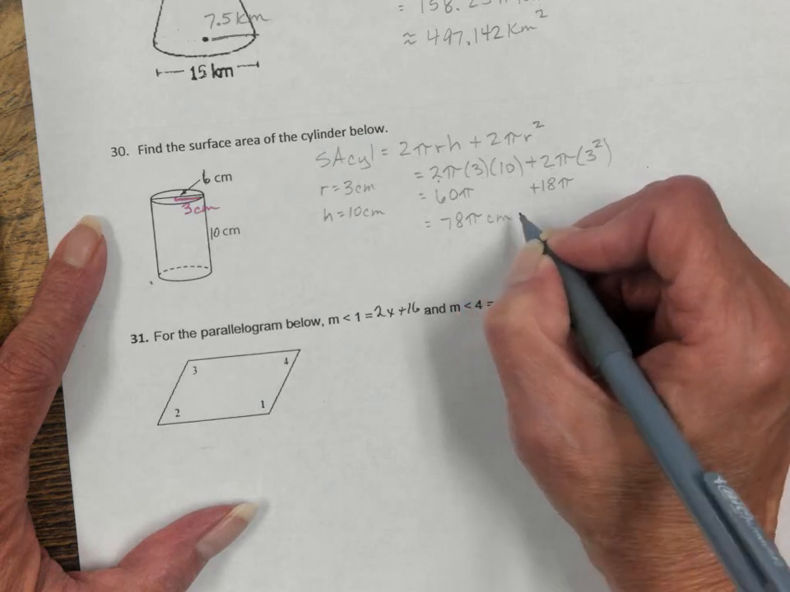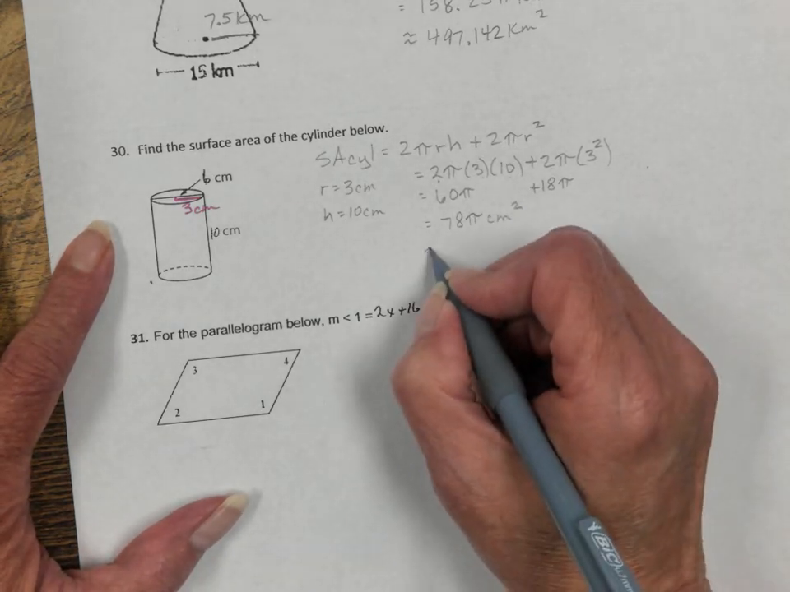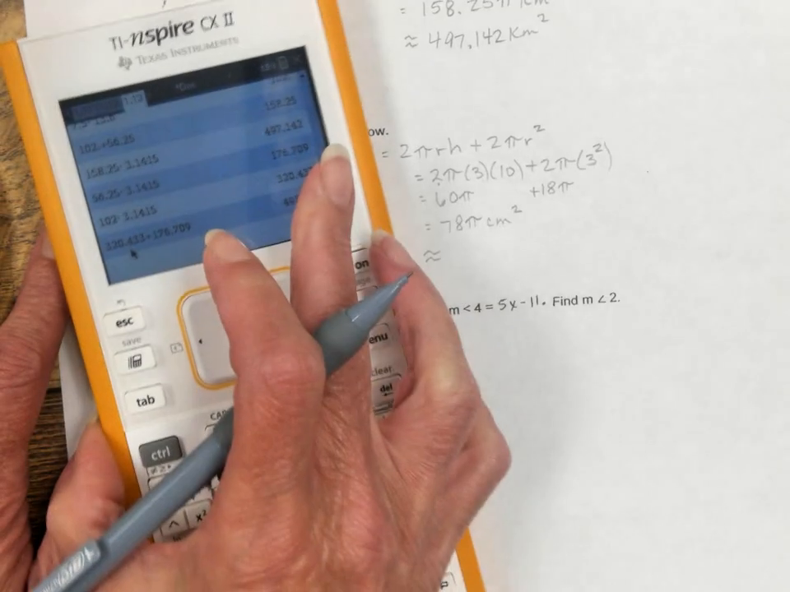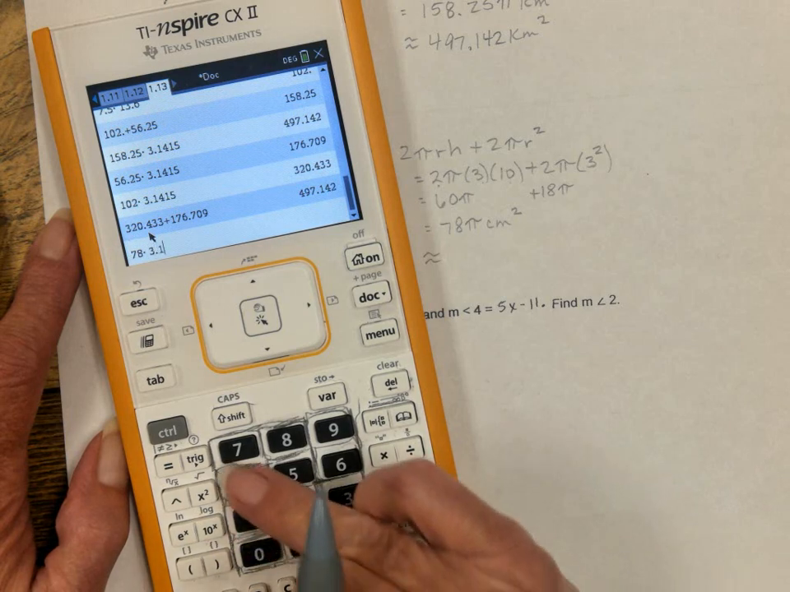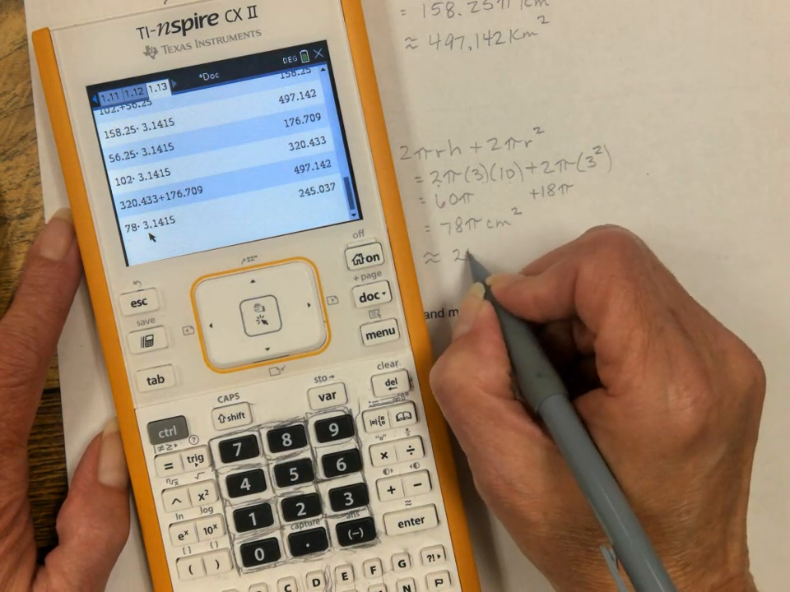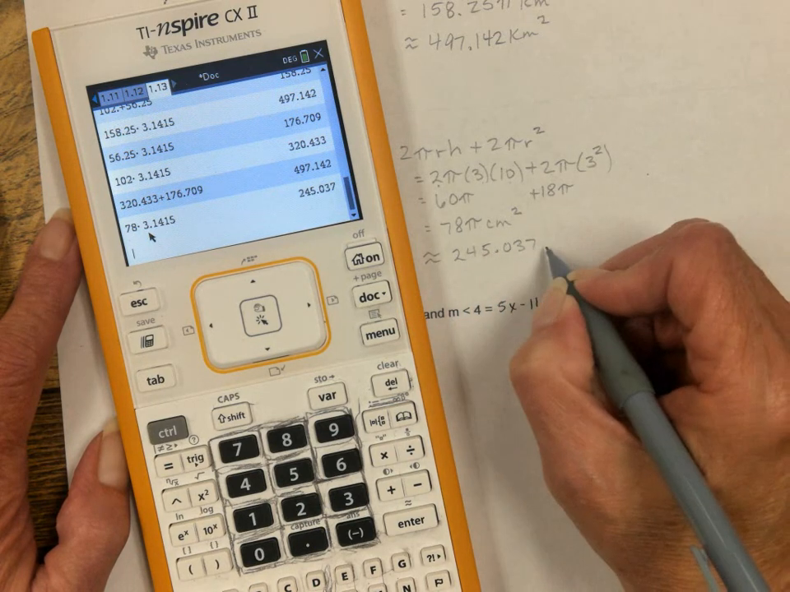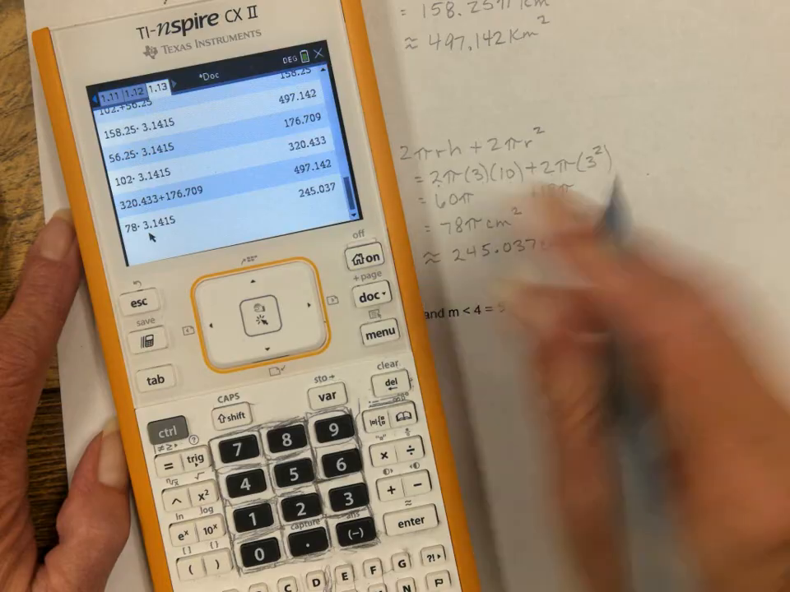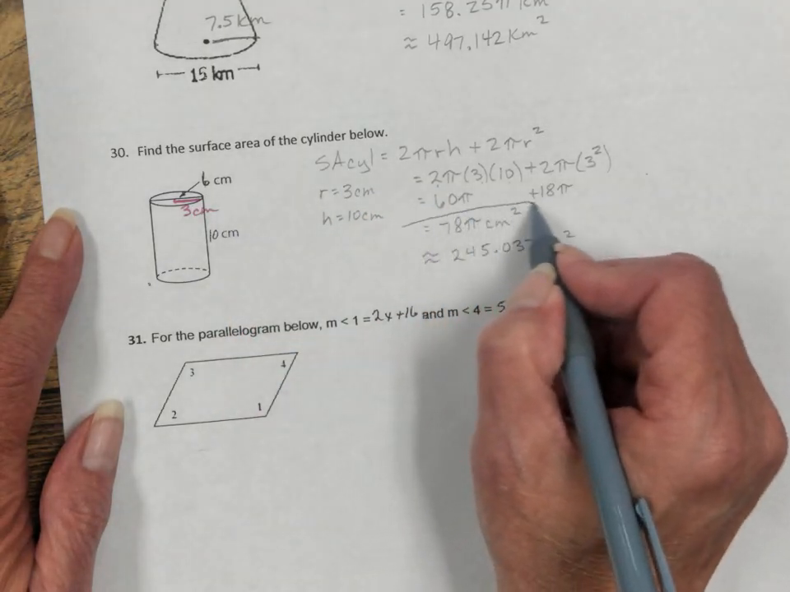Unit of measure centimeters. I'm looking for surface area, it is squared. Or once again, I can multiply it out. It just depends on what your answer choices are. And when I do that, I get 245.037 centimeters squared, because our unit of measure hasn't changed, and it is still area.